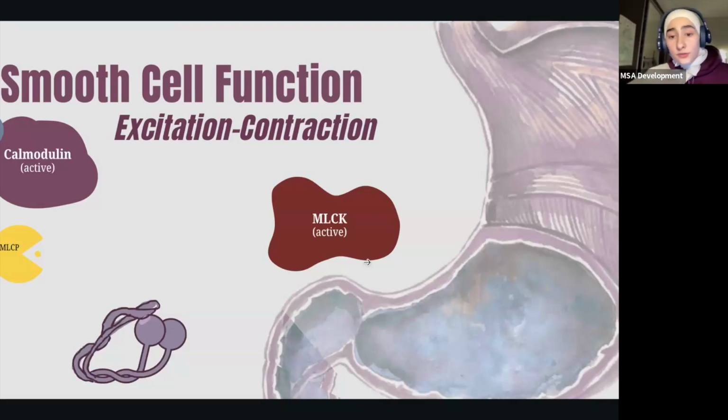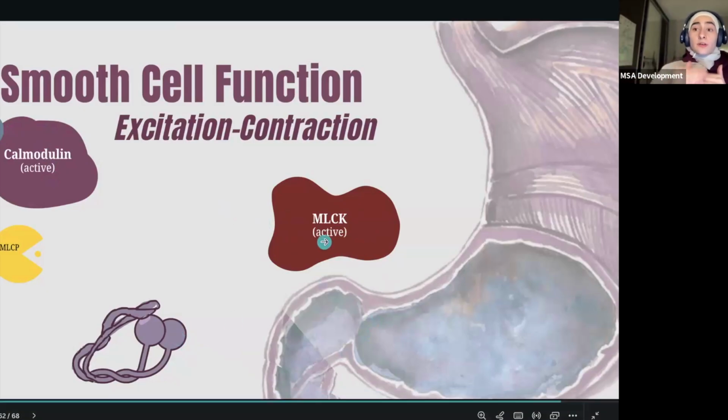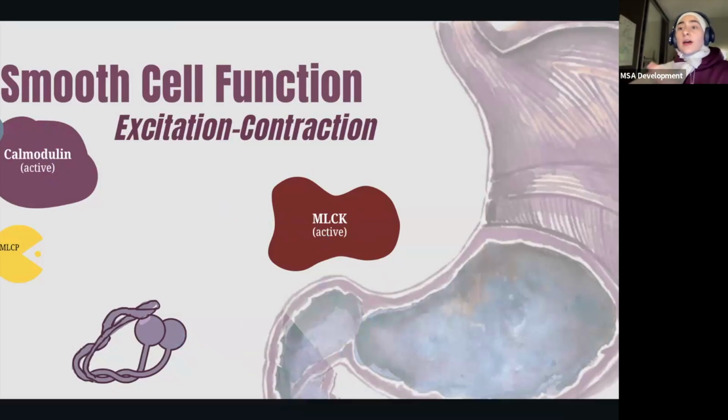Okay? Now, as you can tell, your MLCK is activated by the presence of calcium. If you did not have calcium, you would not be able to activate calmodulin, which means you would not be able to activate your MLCK, which means you won't be able to phosphorylate your myosin. So for you to be able to phosphorylate your myosin, you need calcium. However, your MLCP, your Pac-Man, does not need calcium, so it's always active. So the entire story is, once you have calcium, MLCK is activated, and its activity is upregulated, and that's going to dominate over the MLCP activity.